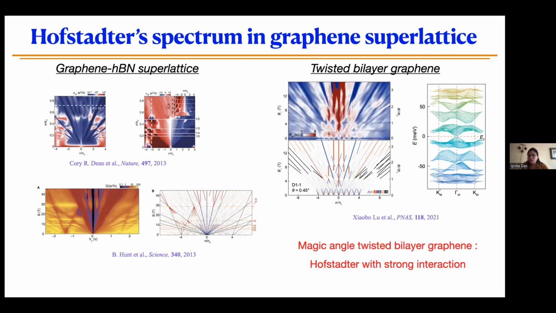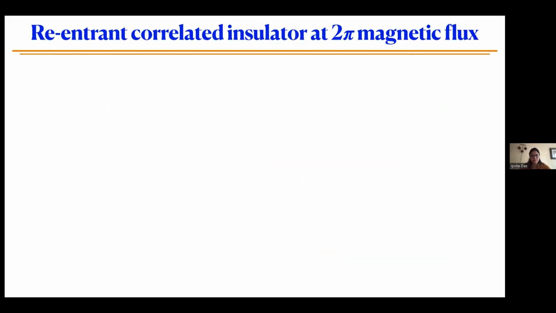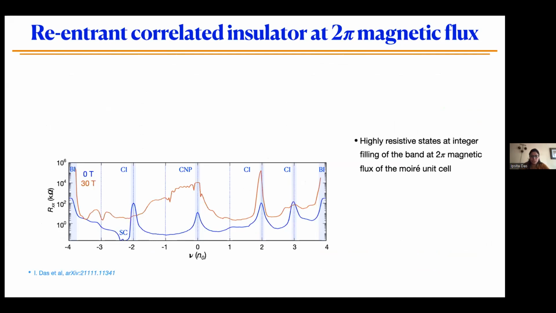And also a couple of years back in our group, people observed similar behavior for a small twist angle, which was 0.45 degree. But 0.45 degree doesn't really have such a flat band, which will have a strong correlation inside. So it was almost similar behavior to what people have observed in graphene-hBN superlattices. But in magic angle twisted bilayer graphene, you will expect to see some Hofstadter features with very strong interaction, okay? So this is what we observed.